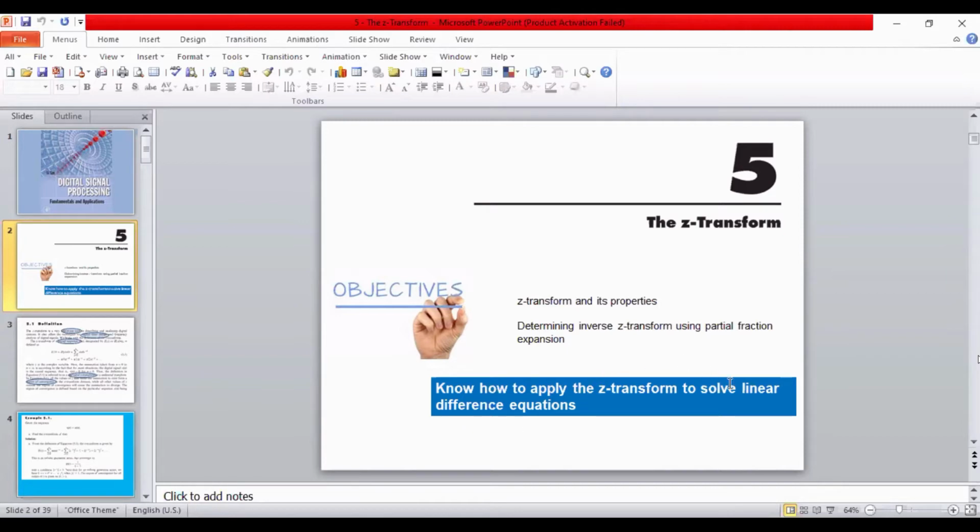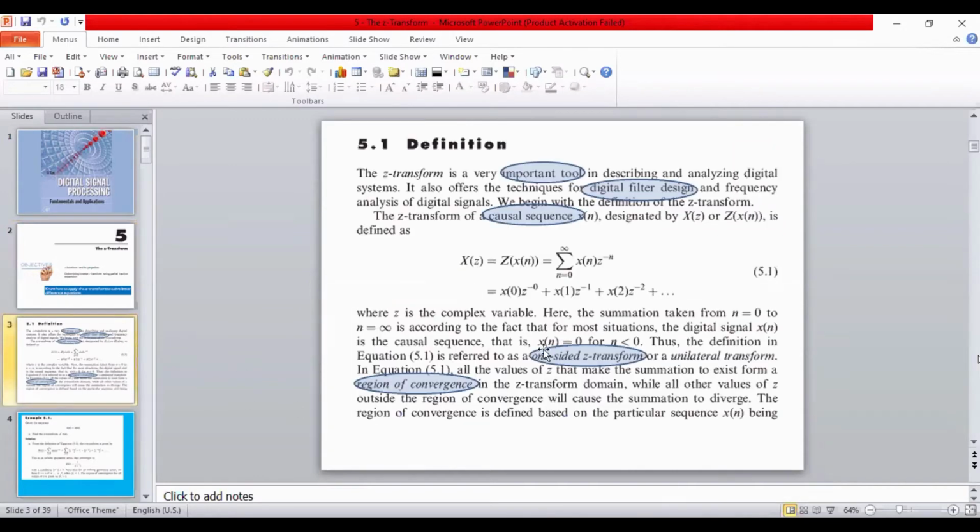And actually, in order to do this solution of the difference equation, you will need to use partial fraction expansion. So we will have examples, and you will see what is meant behind these lines here. Okay, so let me just first show you the definition.